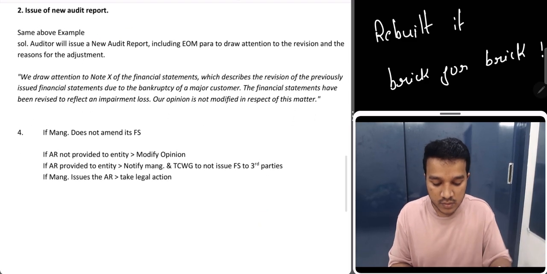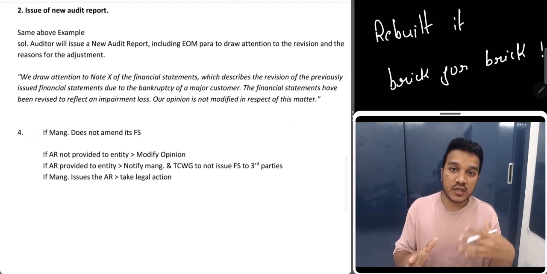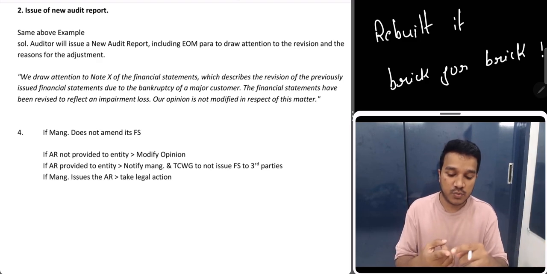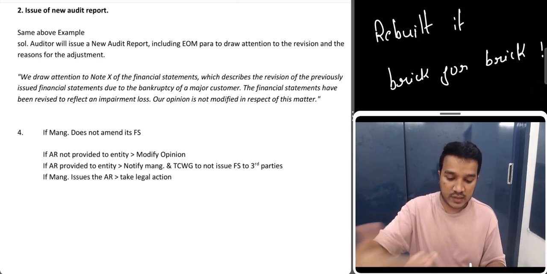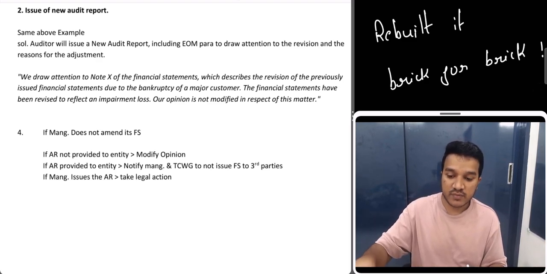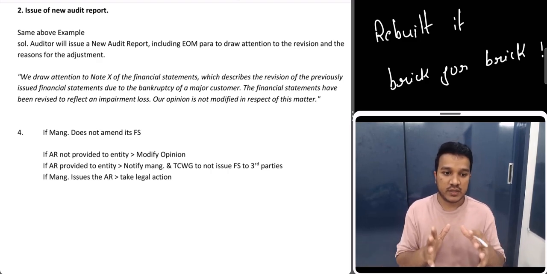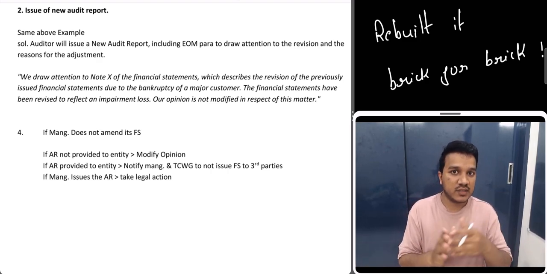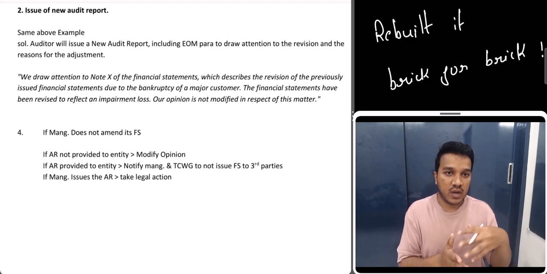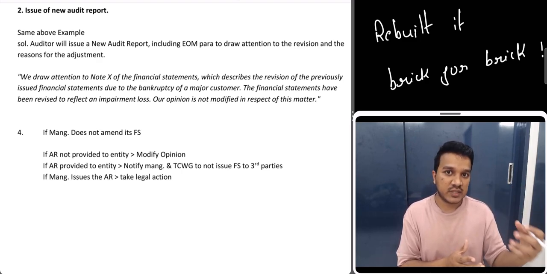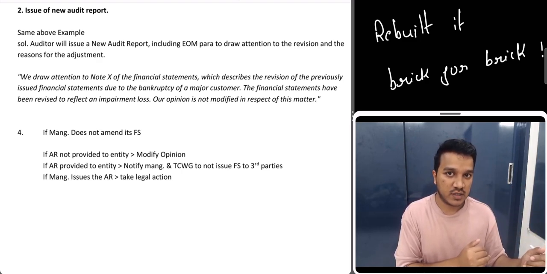Now, the fourth point is if management does not amend the financial statements. What we discussed earlier was when the financial statements are amended by the management. Here, the auditor analyzed and determined that the financial statements have to be changed, but after discussing with the management, they say no, we won't change the financial statements.